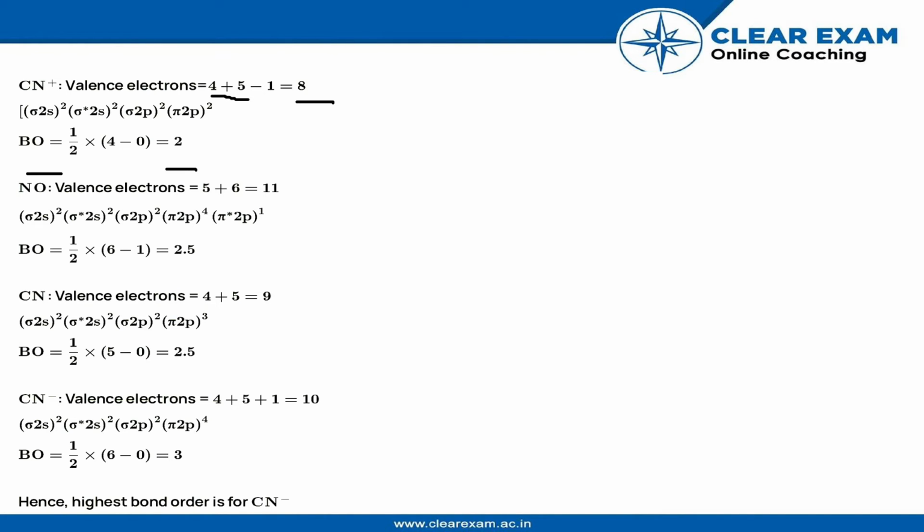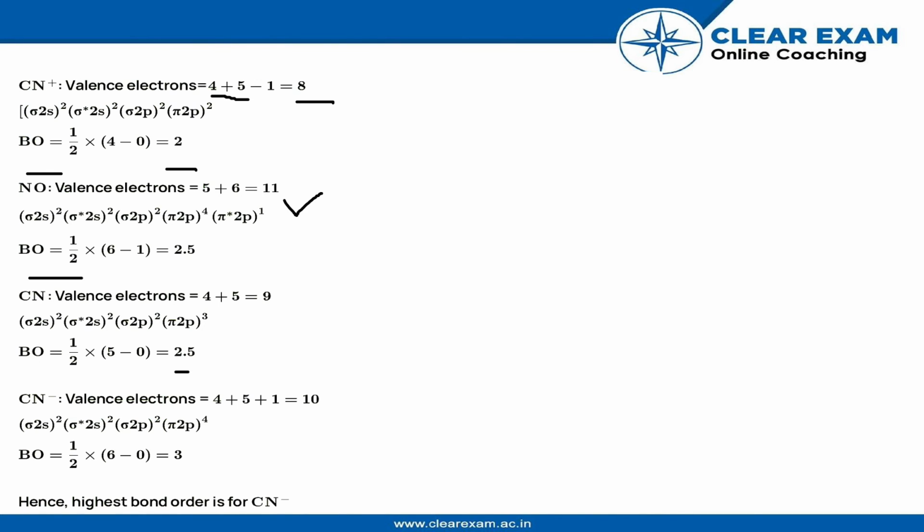So in NO, valence electrons are 5 plus 6, because in nitrogen there are 5 and in oxygen there are 6, so a total of 11. So to calculate the bond order, here we have 1 by 2 into 6 minus 1, that is 2.5. And for the CN, valence electrons are 9, and the bond order is 2.5.